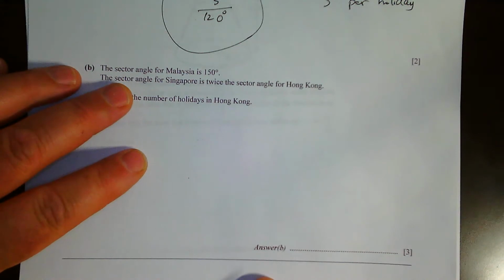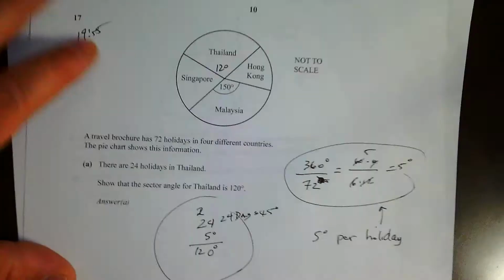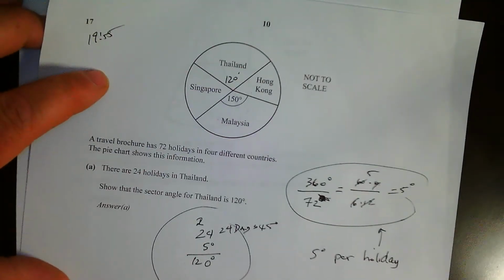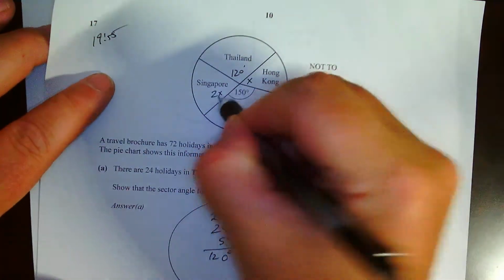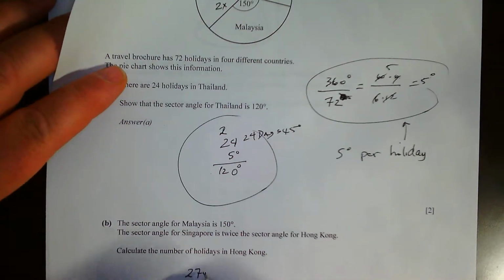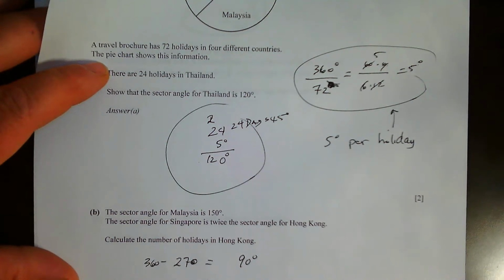Malaysia has 150 degrees. The sector for Singapore is twice of Hong Kong. Oh, that's interesting. Okay. So this is 120 degrees. Singapore is twice of Hong Kong. So whatever Hong Kong is, Singapore is twice as big. Calculate the number of days in Hong Kong. All right, so these make 270, right? So together, these two, Thailand and Malaysia, make 270. So subtract that from 360, looks like we have 90 degrees left, right?